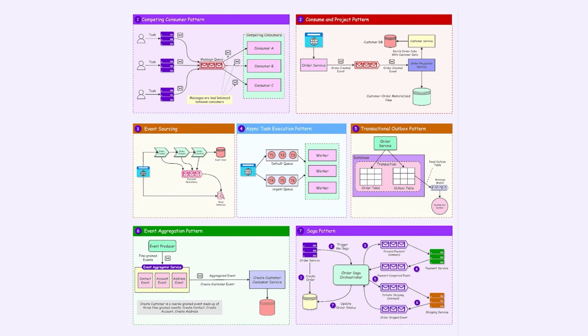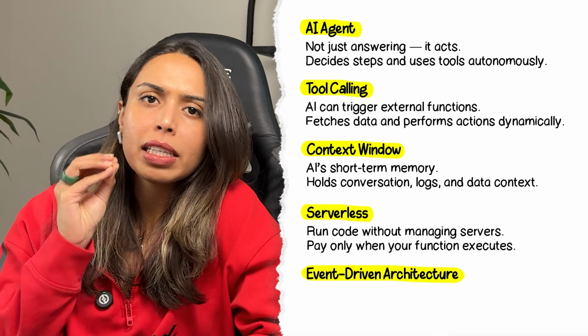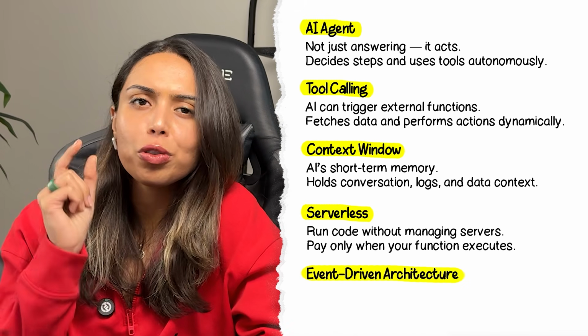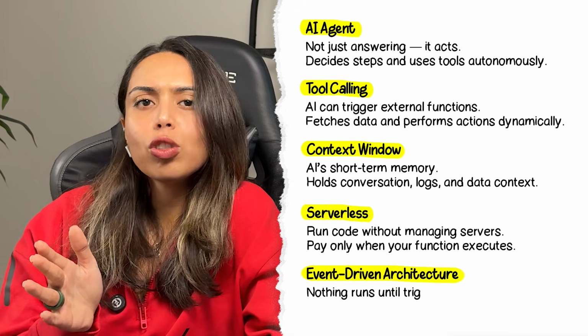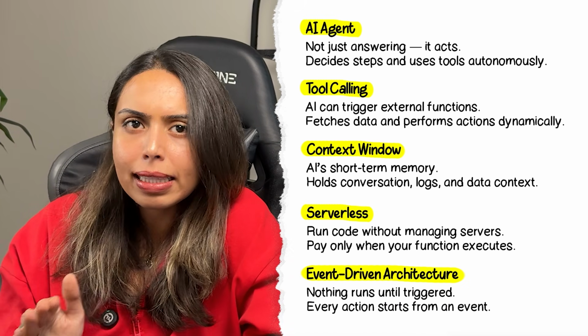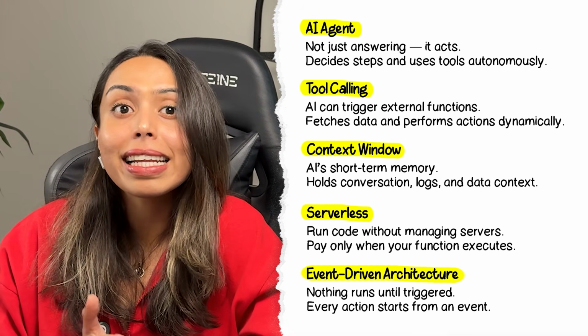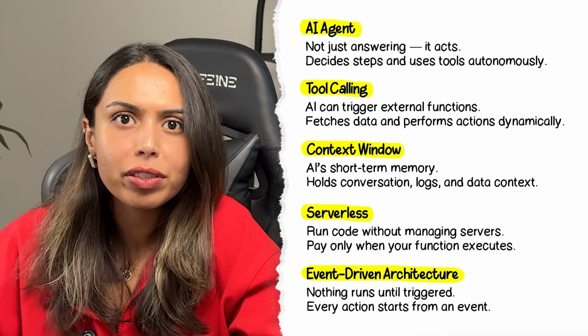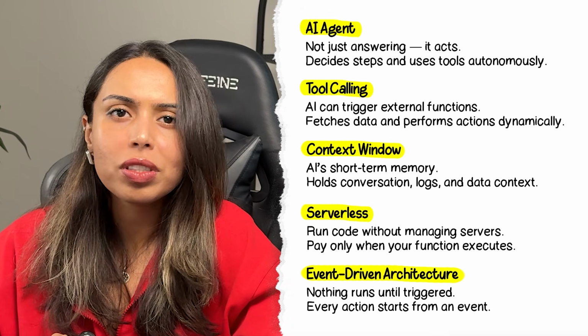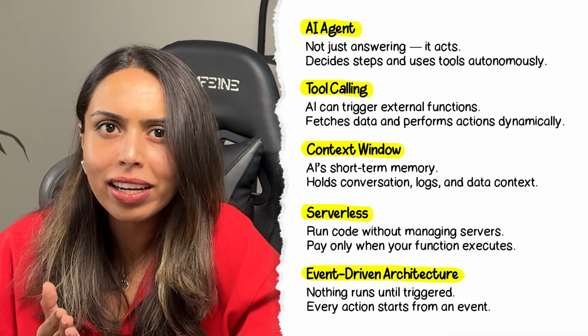Next, we have event-driven architecture. This is one of the key system design concepts which you should be very familiar with. The essence of event-driven architecture is nothing runs until something happens. In our case, a user question will trigger the agent and then the agent will trigger the Lambda function. So you see every process is dependent on an event.